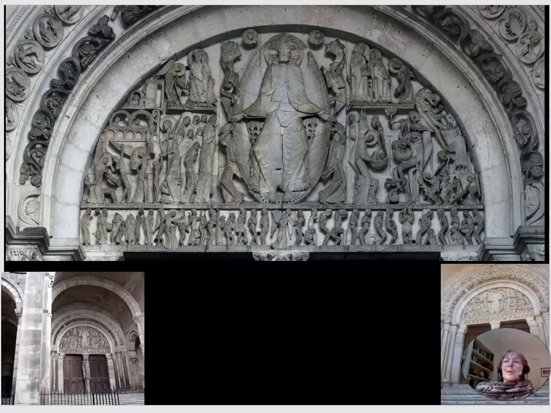Consequently, among the images that are frequently carved in the Romanesque at the entranceways of doors to churches would be depictions of the Last Judgment. In other words, to remind viewers that they need to be good in order to gain access to heaven after their death. And that would be true for this image, which is located at the Church of Autun.